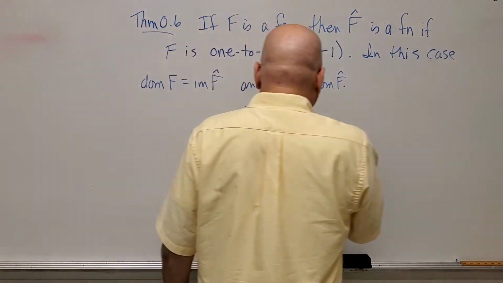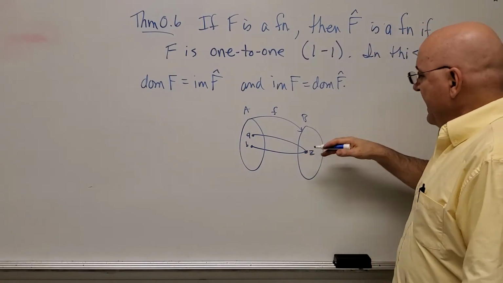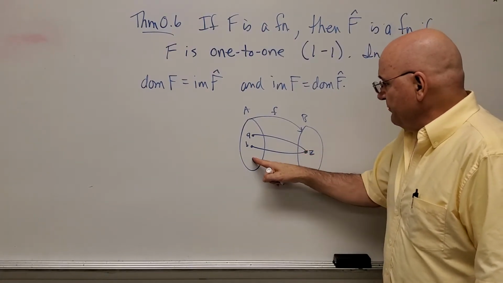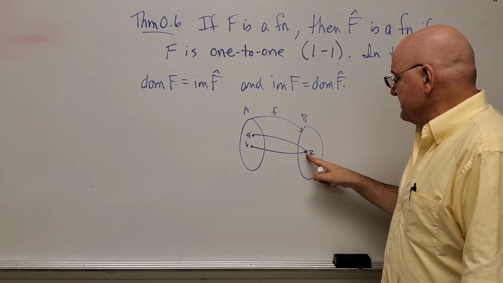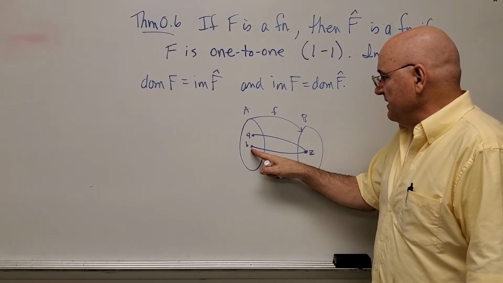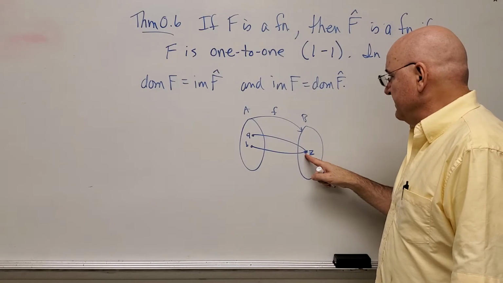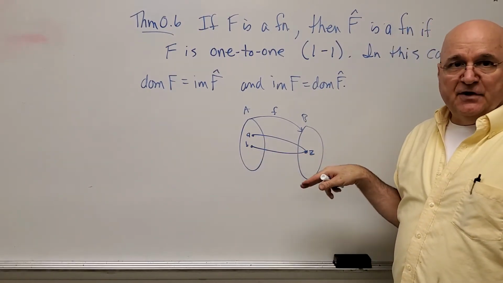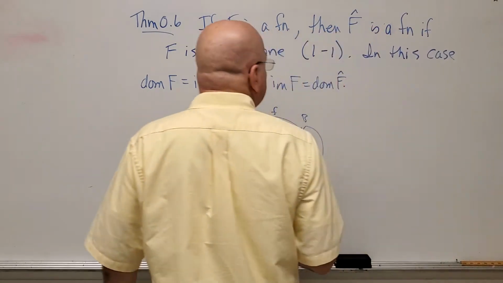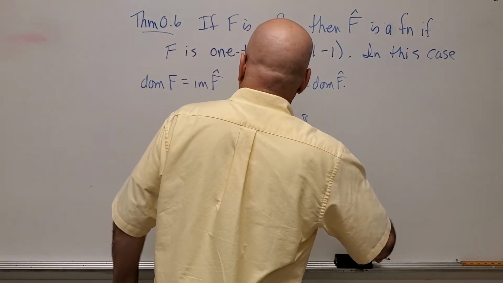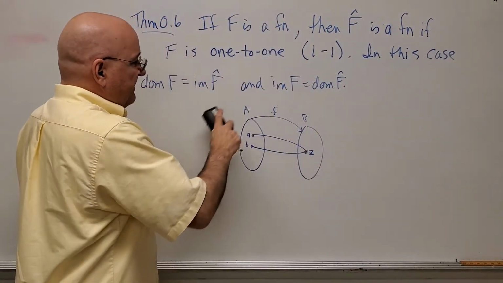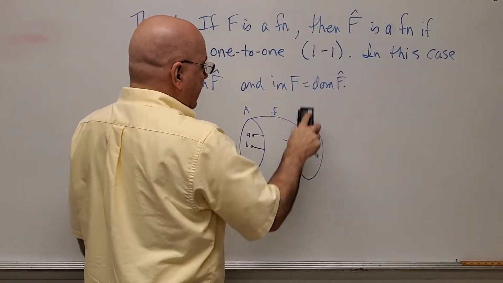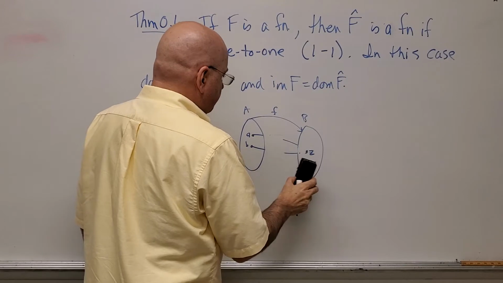And notice that f hat goes the other direction. It starts here and it ends up over here. So you have z as a first element and you have b as a second element. You have z as a first element. You have a as a second element. That's not even a function. So f needs to be one-to-one in order for f hat to be a function.